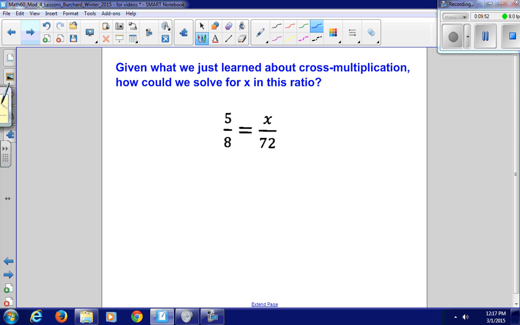Given what we just learned about cross multiplication, that I could check a proportion to see whether it's a true proportion, think about how we might solve this proportion to find the missing variable. Pause the video for a second and think about that before you watch me do it. Think about how we checked the proportions in the last one and see if that can help you figure out how to find x.